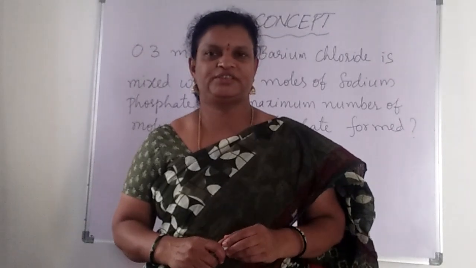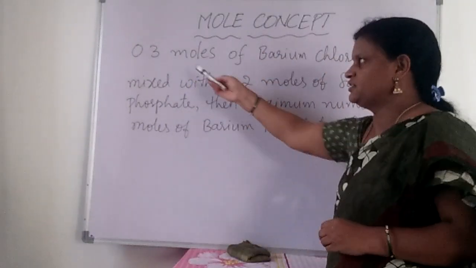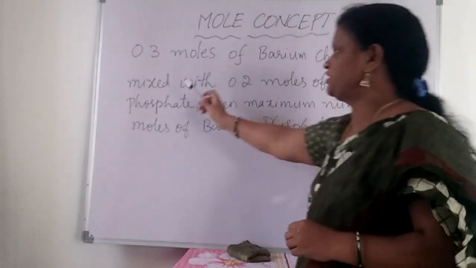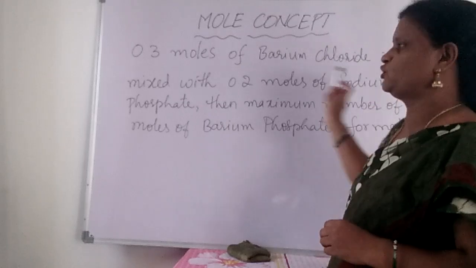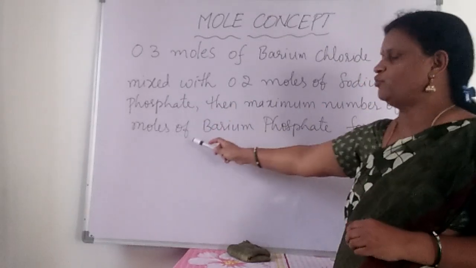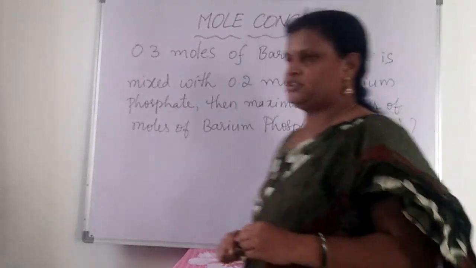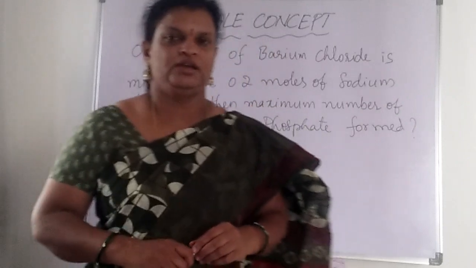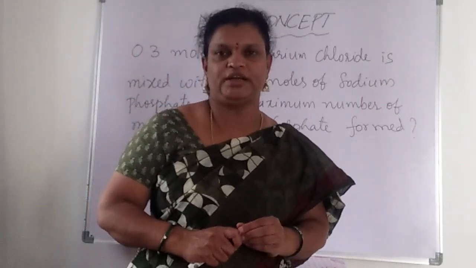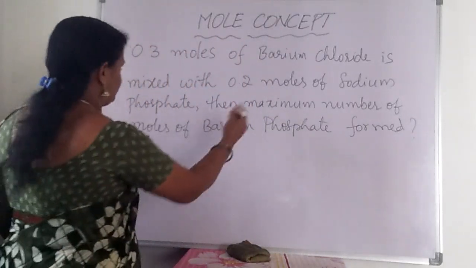So today we are going to discuss a small question based on mole concept. That is, 0.3 moles of barium chloride is mixed with 0.2 moles of sodium phosphate. Then what is the maximum number of moles of barium phosphate formed? So whenever these questions are asked, what we have to write? This is based on a chemical reaction. So for that particular chemical reaction, whatever the equation is, that we have to write. So what is that equation we are going to write?